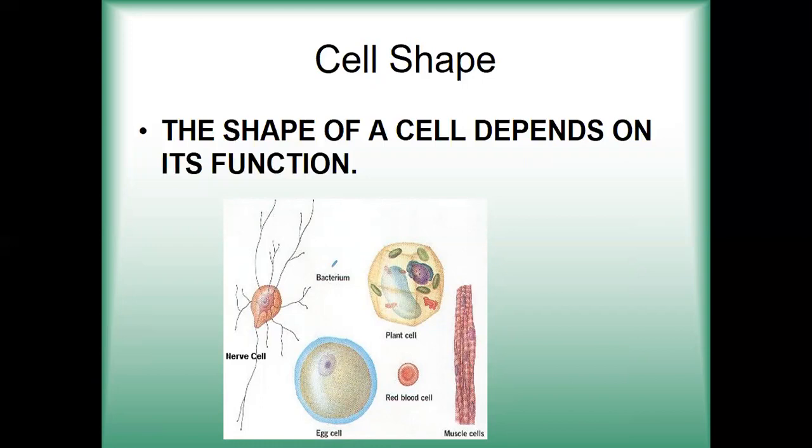If you see muscle cells, they are also long and they are contractile. Why are they contractile? Because muscles have to pull or squeeze our body parts. The movement of our arm or the movement of our legs is dependent upon these muscular cells, because of the contraction and relaxation of these muscular cells. That is why muscle cells are long and contractile.